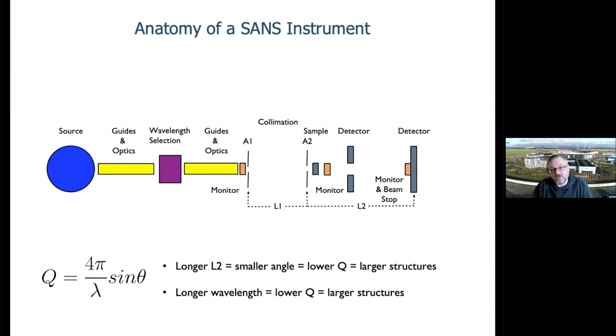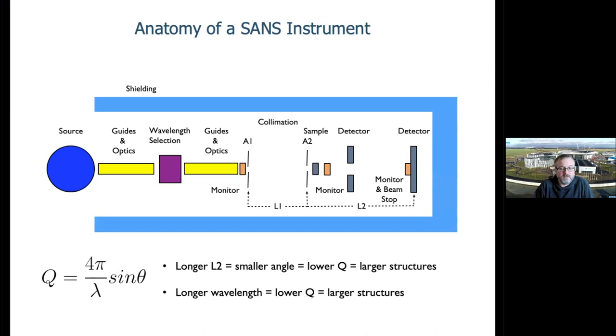And then we also potentially have what we call a beam stop in front of the rear detector so that our detector isn't overloaded by measuring all of the unscattered neutrons. And then around it all, we put some form of radiation shielding, designed suitably depending upon the shape of the instrument and geometry and type of source that we have. So that's the pictorial view of what a SANS instrument looks like.